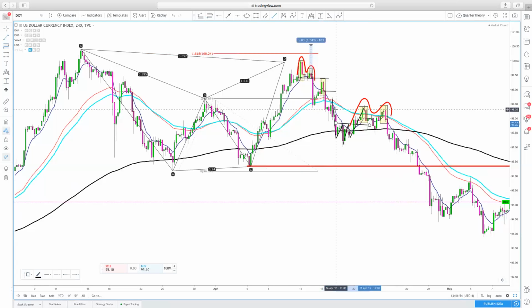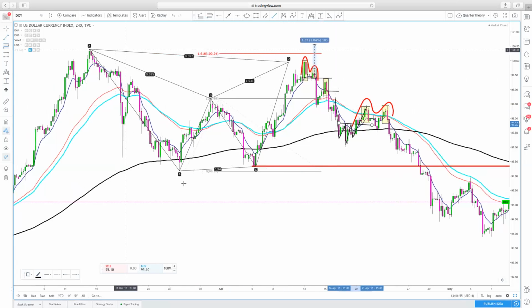Okay, so how would I do that? So now we have my X, we have my A, we have my B point right here. And you're saying, well, let's use some fibs.